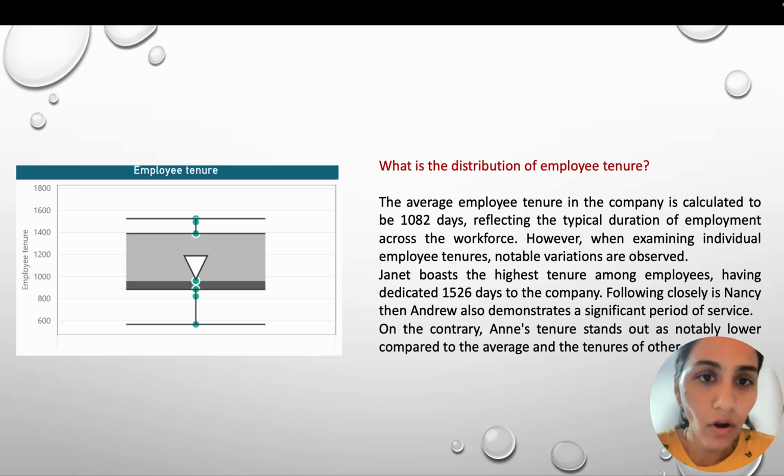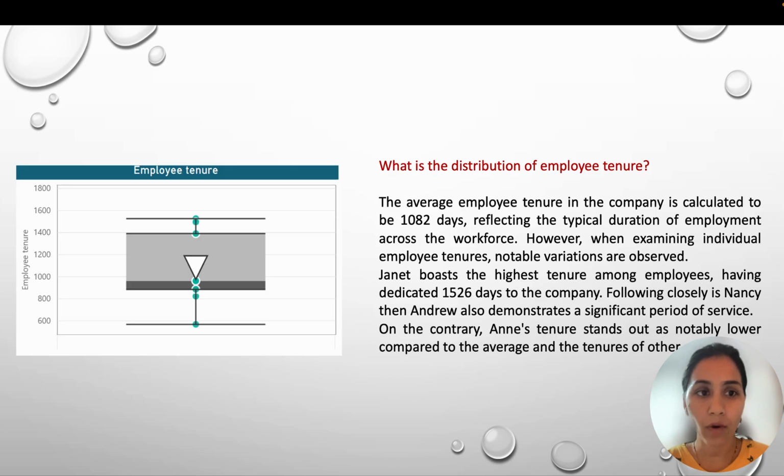The second question of employee analysis is, what is the distribution of employee tenure? For this, I have created a box plot, which I have explained in the previous questions. From this box plot, we get the average employee tenure of the company, the maximum tenure of a particular employee, and the minimum as well. The green dot gives us the employee names, and this triangular marker gives us the average employee tenure.